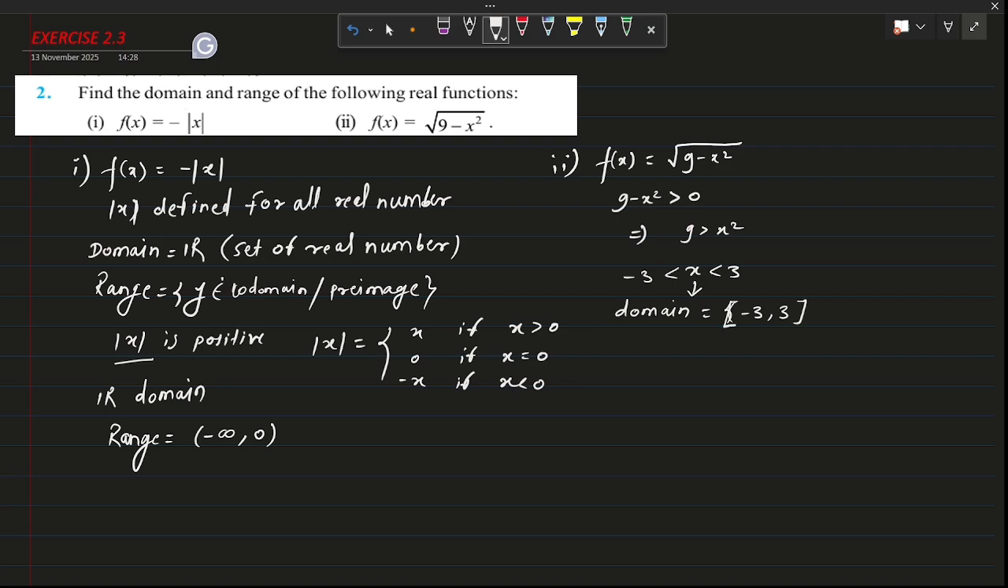We can use the closed interval minus 3 to plus 3, and the range of the function is equal to, we can include here, it takes the value 3 at x equal to 0. The range will be the closed interval 0 to 3.